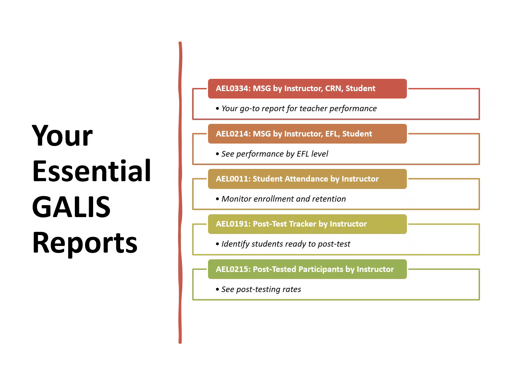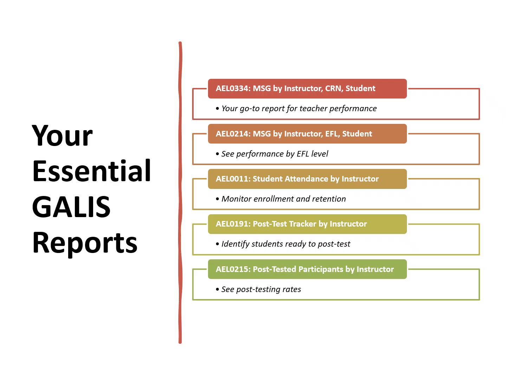If you see a lot of students with only 1 to 2 hours of attendance, that's a retention issue to address. Report AEL 0191 is your post-test tracker by instructor report. This shows students who may be ready to post-test based on their hours. Use this to coach teachers on post-testing procedures and ensure students aren't sitting at 60+ hours without a post-test.